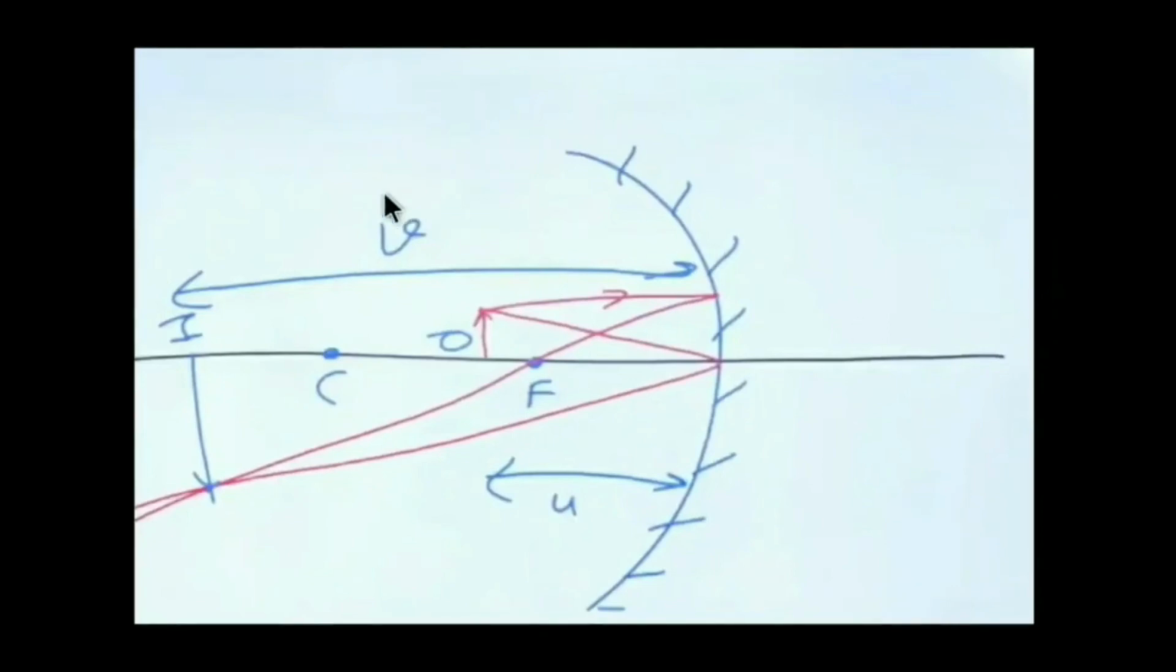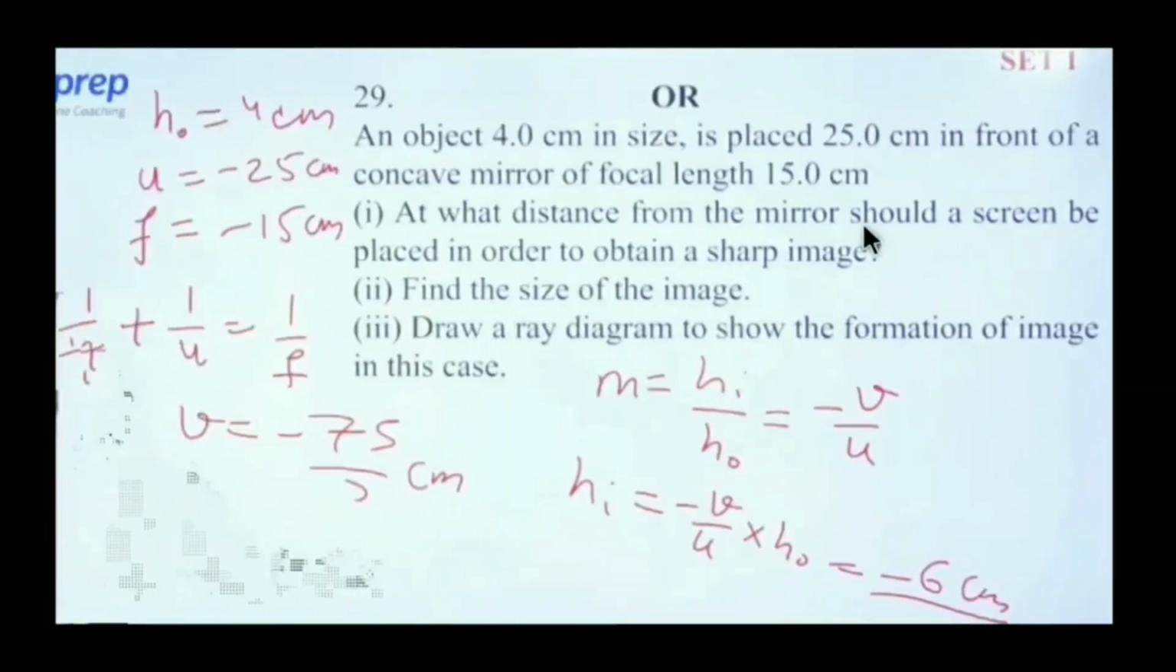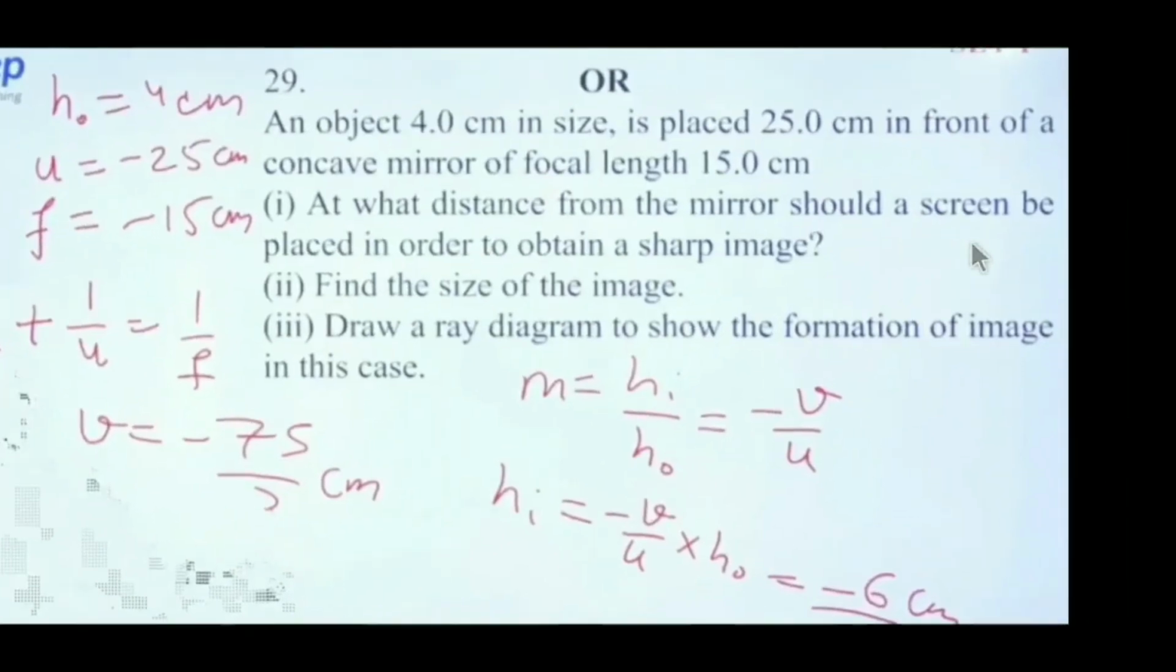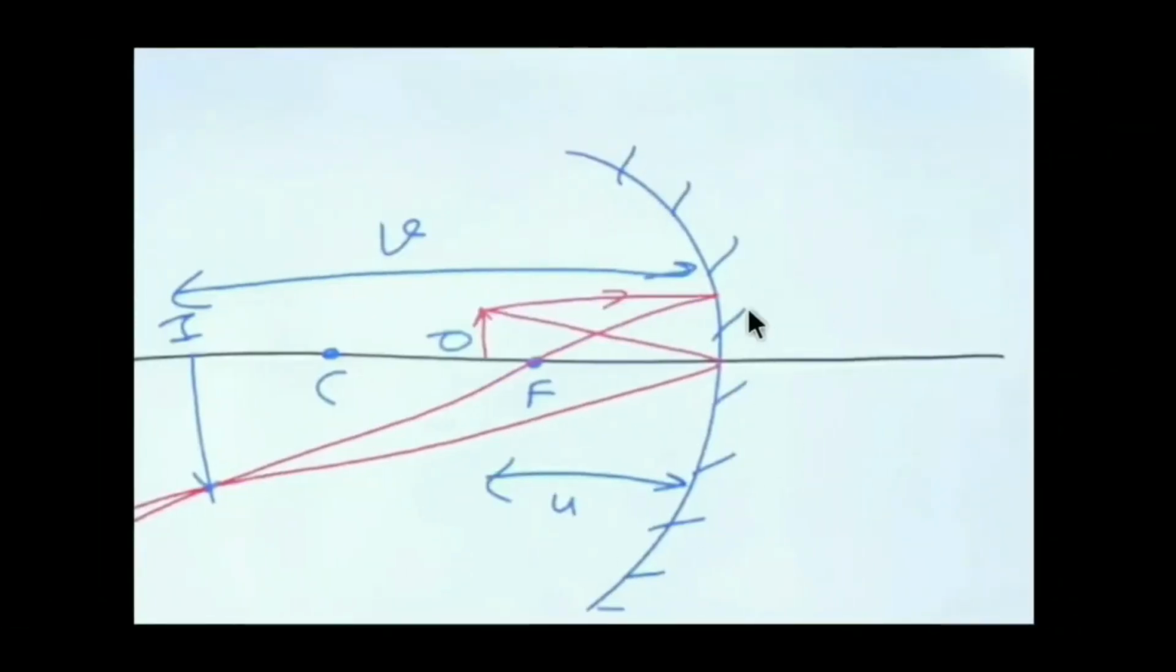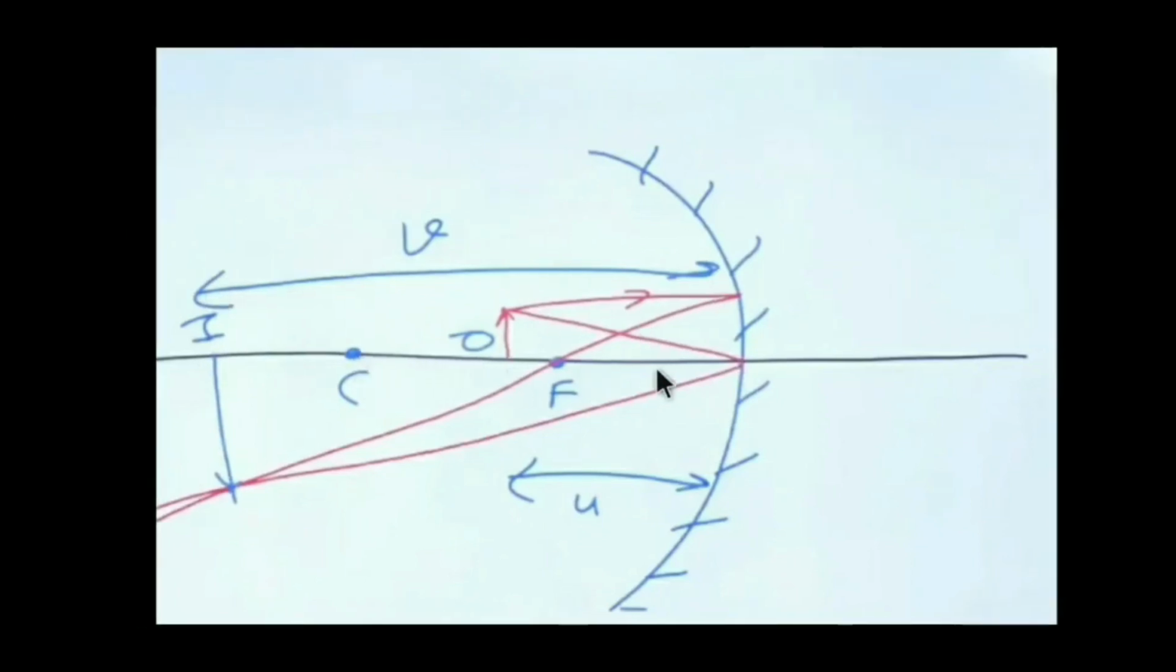Or draw this type of diagram, in this case a concave mirror. This is the v value, this is the object, this ray passes through f and this passes through the pole, and we have to get the image here. This distance is v, here is c and f.